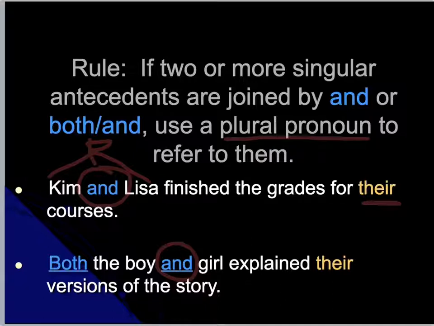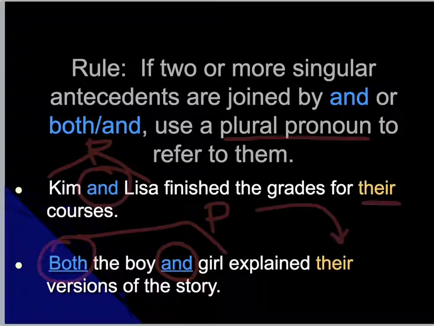And even the addition of the word both in the second sentence won't change the agreement between this plural antecedent, because I'm not talking about one or the other in the boy and the girl. I'm talking about both. The boy and the girl explained their versions of the story. You're going to be practicing these basic rules on some exercises in your packet today.